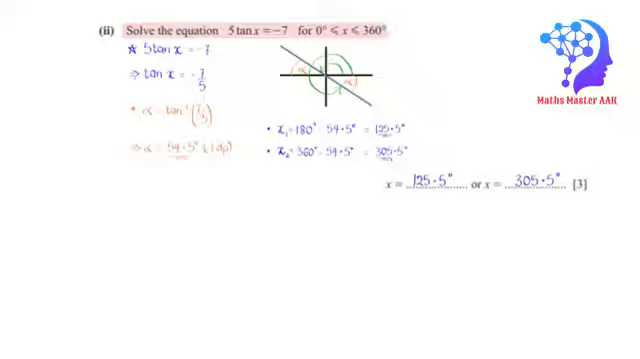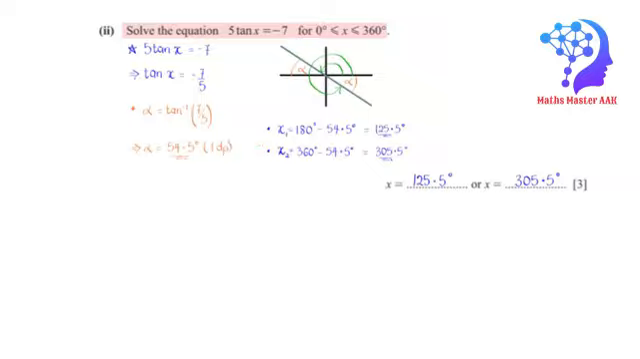When we make tan x the subject, we have negative 7 divided by 5. So first, we find the value of alpha, which is tan inverse the positive value of tan x, which is 7 over 5. This gives us 54.5 degrees, correct to 1 decimal place.